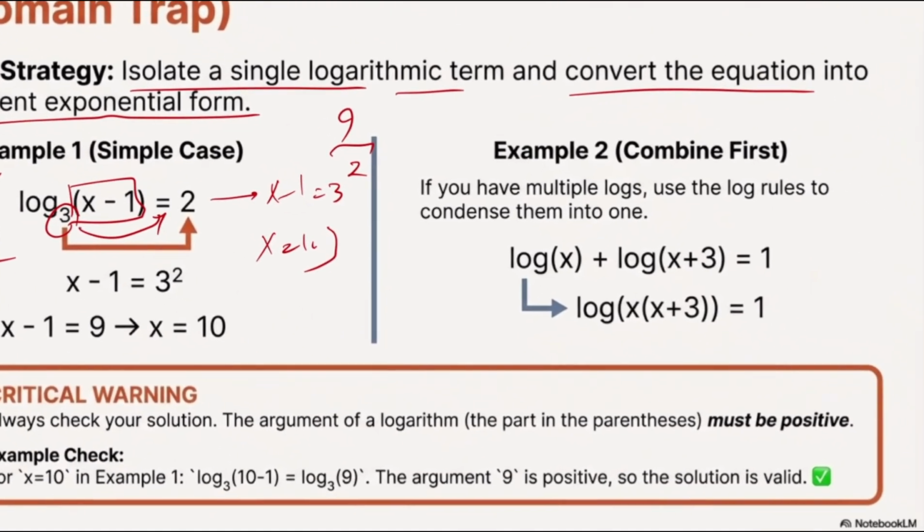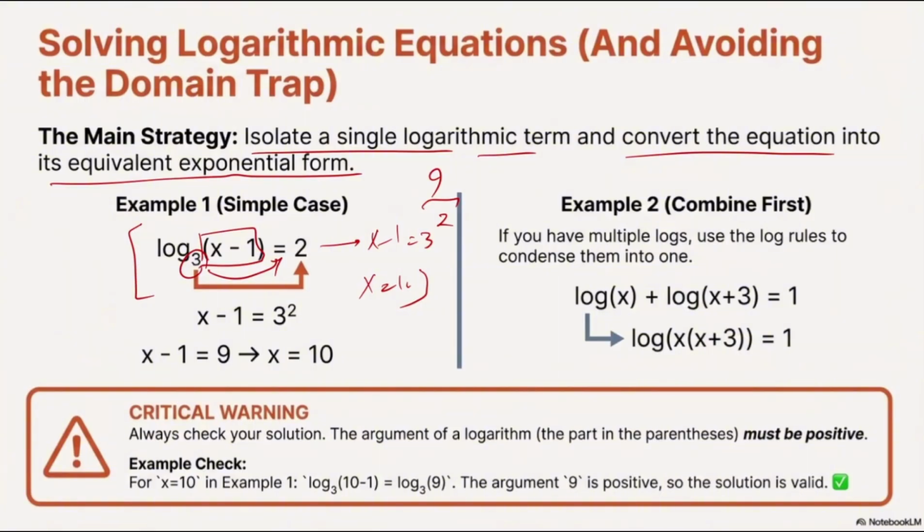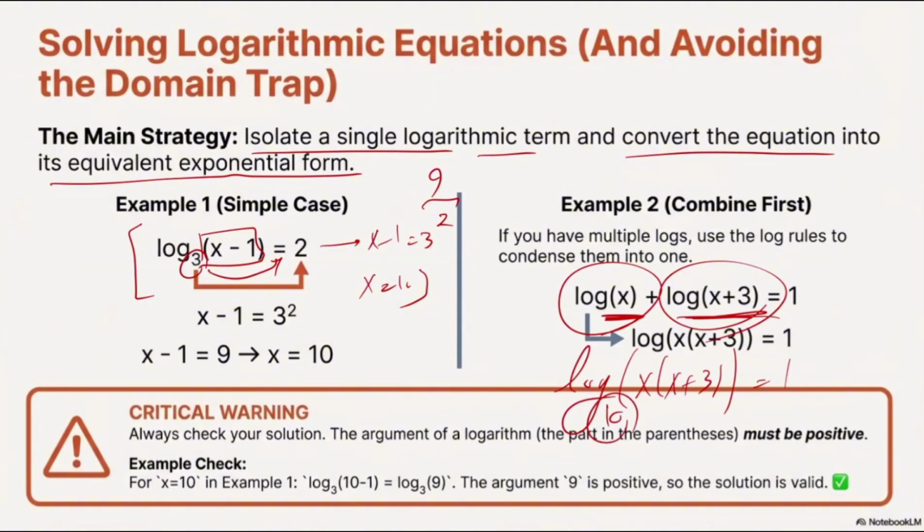Simple. But what would happen if we have a combination? What would happen if we have something like this? At this point, we are going to use our first rule. What was that? Whenever you have two logs with the same base and they're adding with each other, you can simplify it by multiplication, right? And that would be simple, because I have the log with a base of 10. 10 to the power 1 is going to be equal to this one. I can get rid of the log. It means that x times x plus 3 equals 10, and you can find it.